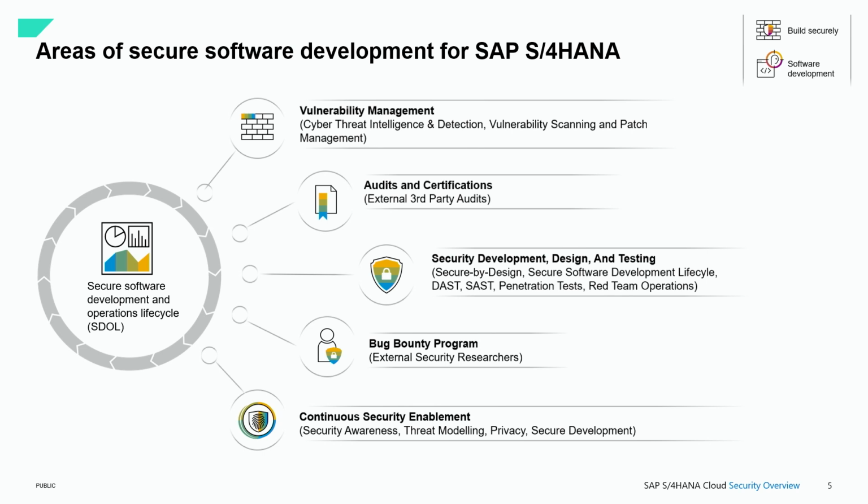Security development, design and testing is comprised of various measures, including what I said before, static application security testing, testing the development code itself, dynamic application security testing, testing the runtime, but also penetration tests that are usually applied more at the end of the development stage.